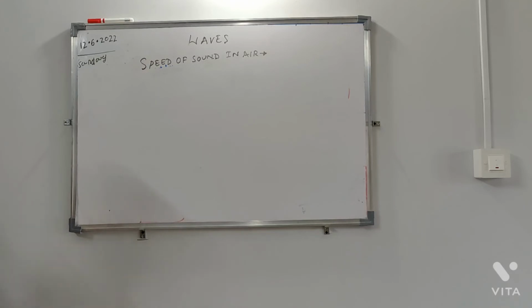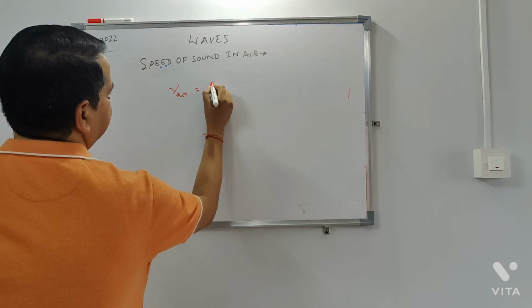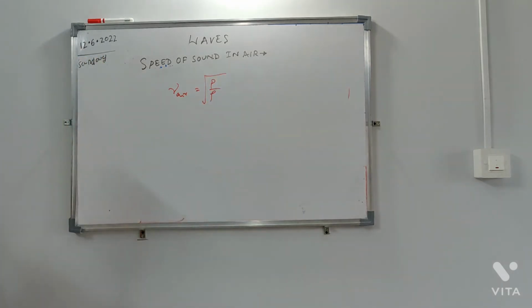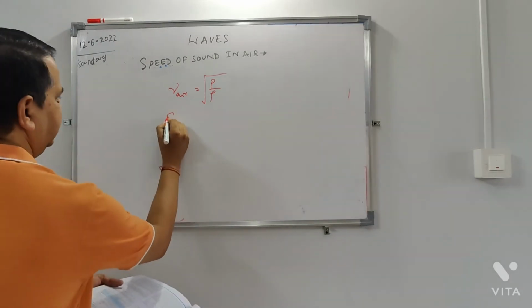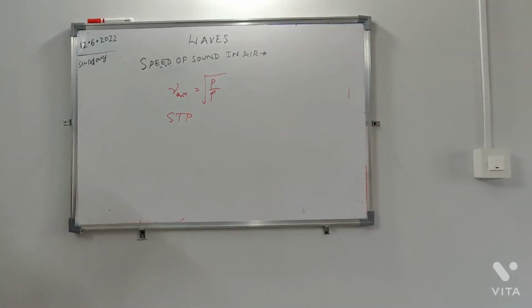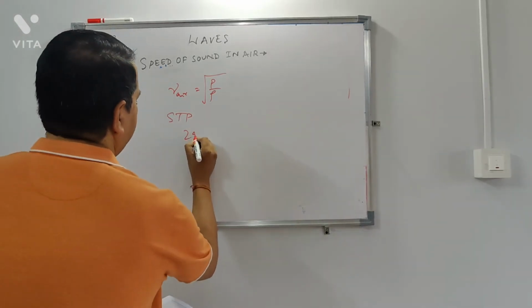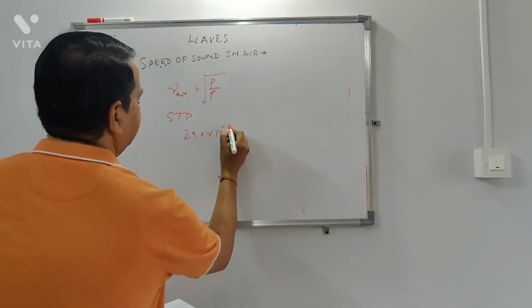There is a numerical. Now we have derived that velocity in air is equal to the square root of pressure by density. The numerical is: estimate the speed of sound in air at standard temperature and pressure, STP. The mass of 1 mole of air is 29 into 10 to the power minus 3 kg.